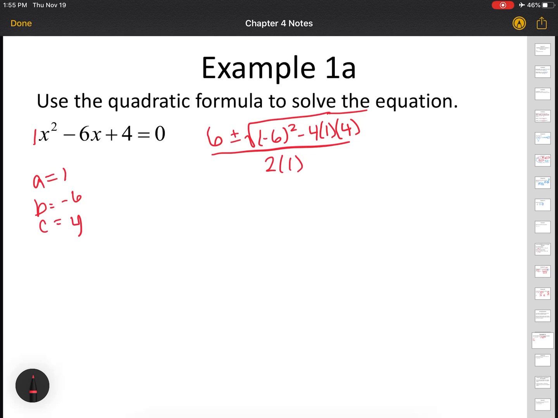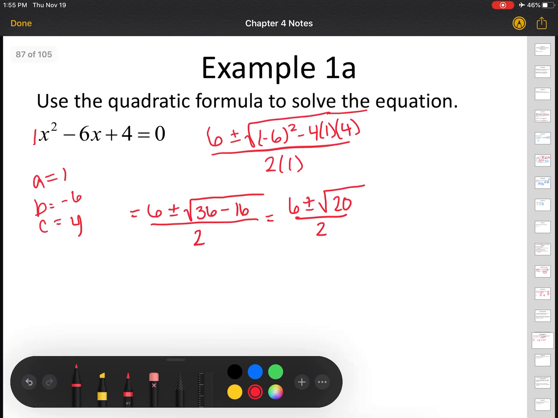And now we're going to simplify that. So 6, and underneath the square root, negative 6 squared is 36, minus 4 times 1 times 4 is 16, all over 2 times 1, which is 2. And we're still going to simplify. So that becomes 6 plus or minus 36 minus 16, which is 20, all over 2.